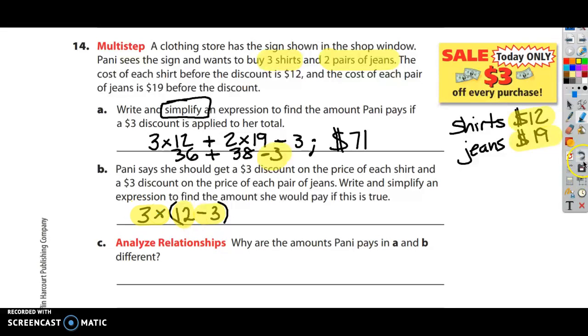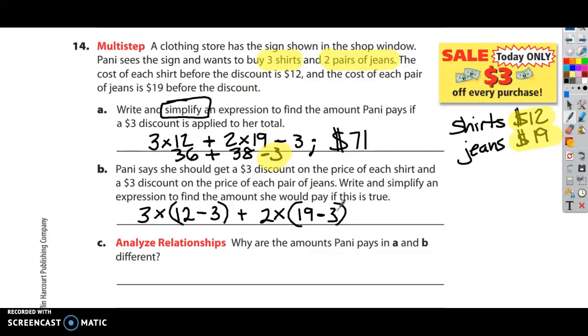Now that's the deal for the shirts. What about the jeans? It's going to be the same thing for the jeans, kind of. She has $19 per pair of jeans. She wants to take a $3 discount for each pair of jeans, and she wants to do that for 2 pairs of jeans. And then all of that needs to get added together, because this stuff would be the price for her shirts, and this would be the price for her jeans.